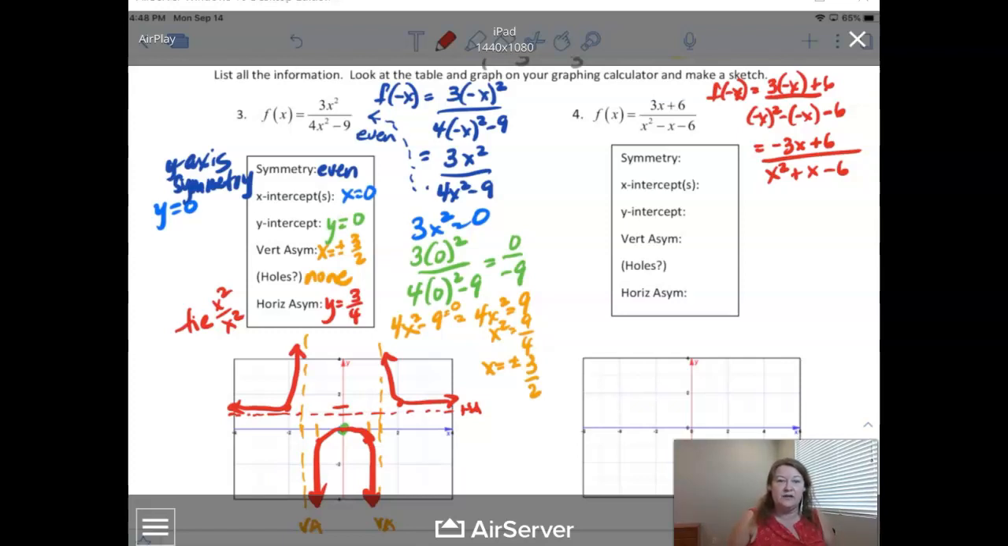And then I'm going to try to go and compare to the original. So the original started with 3x. Now I can factor a negative 1 out of the top, but if I do that, I'll get 3x minus 6. So it doesn't look like to me it's going to match the original. So it's not even, okay?